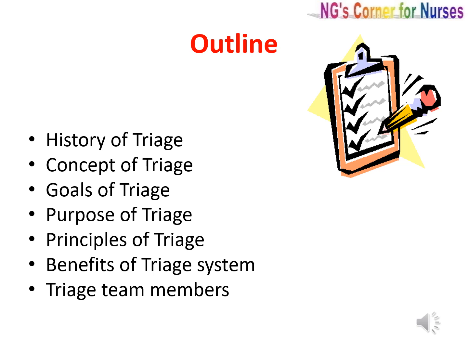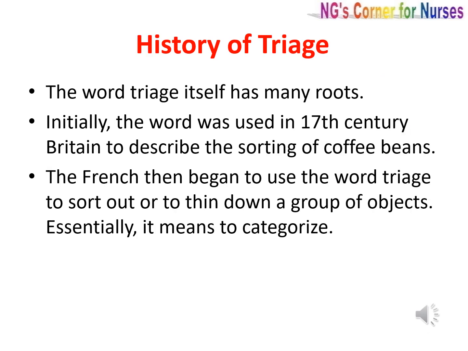Today, in this video, we will discuss the history of triage, concept, goals, purpose and principles of triage, and also the benefits of the triage system and triage team members. History of triage. The word triage itself has many roots. Initially, the word was used in 17th century Britain to describe the sorting of coffee beans. Then in French, they began to use the word triage to sort out or to thin down a group of objects. So, the word triage in both places is used with the meaning of categorization.